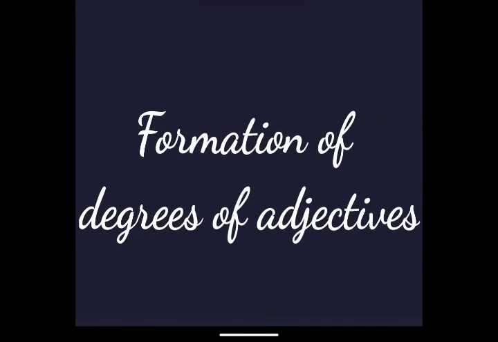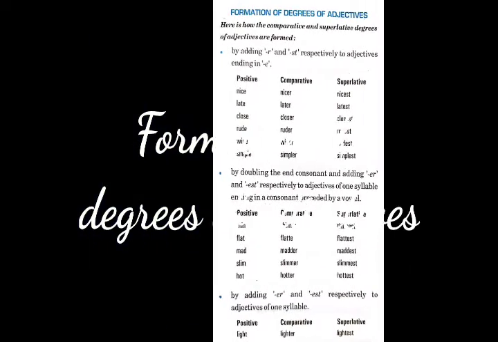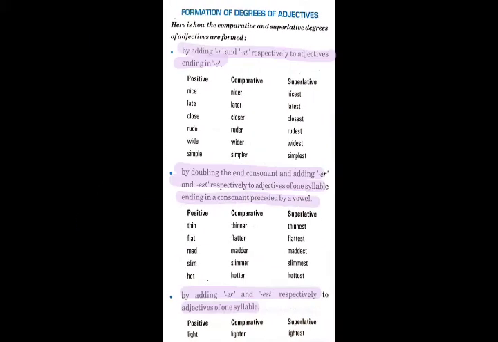So now let's learn how to form the degrees of adjectives. Okay. First method is by adding R and ST respectively to the adjectives ending with E. So if an adjective is ending with E, to form a comparative degree we add R, and to form a superlative degree we add ST at the end. For example, nice, nicer, nicest, late, later, latest, close, closer, closest.